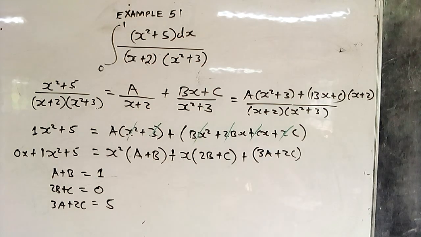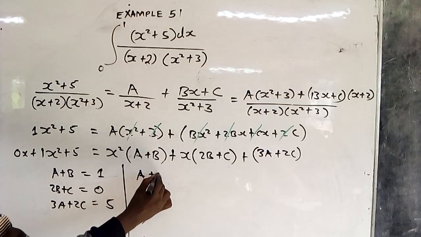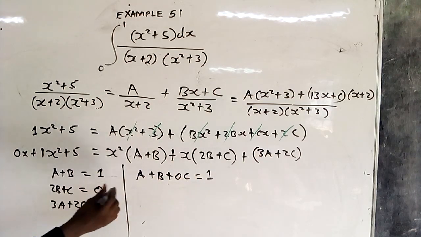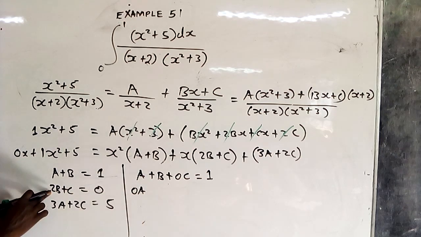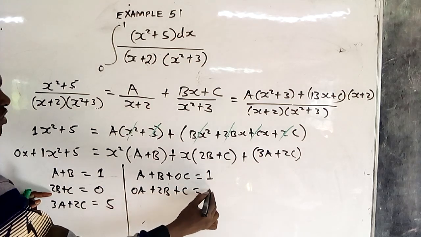You can solve using a matrix very fast, isn't it? So can you do that very fast? So this is A plus B plus 0C is equal to 1. Then here is 0A, because there's no A, isn't it? Plus 2B plus C is equal to 0.